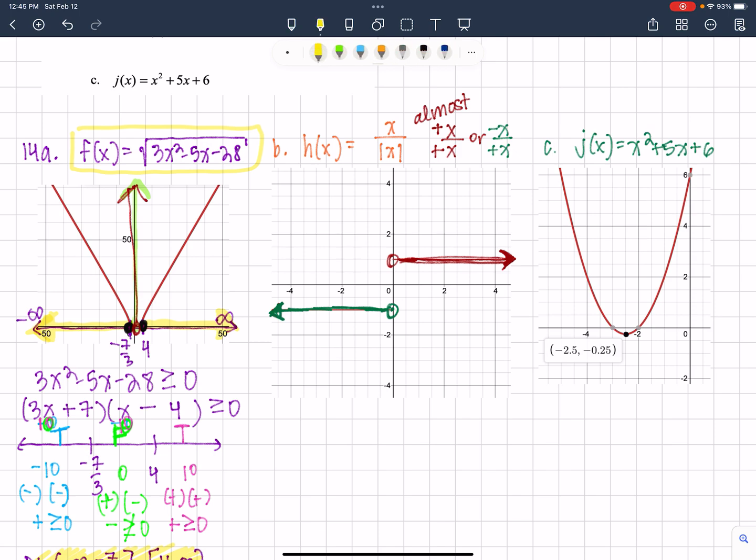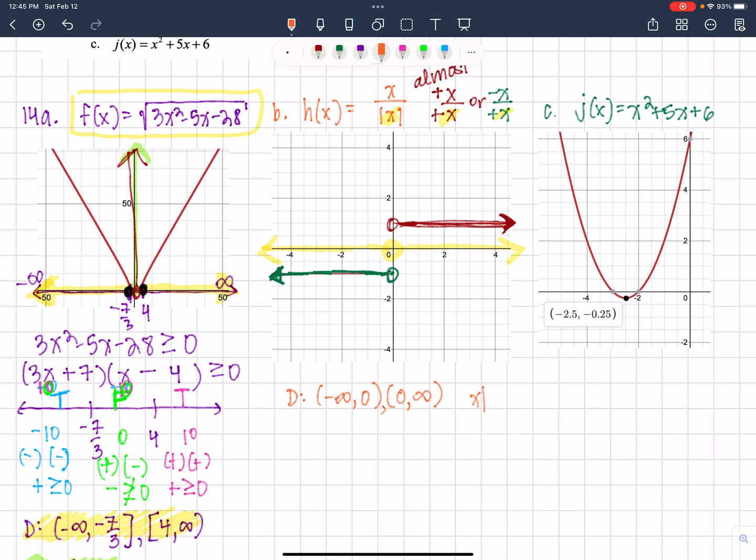So our domain is going to go from negative infinity to 0. Now, why is there an open circle at 0? Why is that not allowed? Well, because you can't have 0 in the denominator. So I'm going to be able to put in any number I want except for 0. So that's where our domain is going to come from. So the domain is negative infinity to 0, and then 0 to infinity. We can also say x such that x is not equal to 0, and put that in braces.